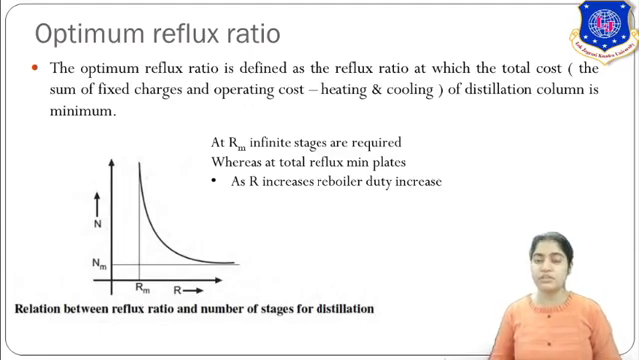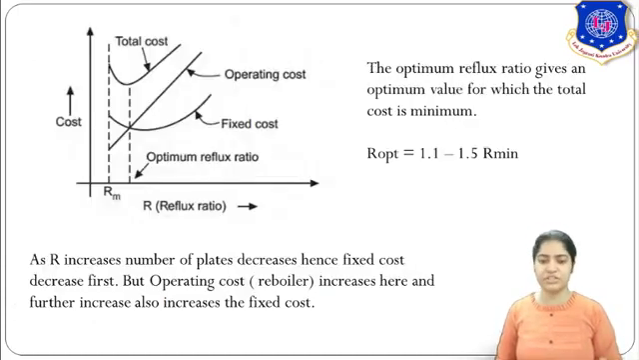Now operating cost is heating and cooling, that is reboiler and condenser tubing, those are included in your operating cost. So when this total cost of your distillation column is minimum, that is your optimum reflux ratio. At the end you want to find a minima for everything. Now here you can see that at Rm, infinite stages are required. At minimum reflux ratio the number of stages is maximum, infinite. Now as you increase the reflux ratio up to infinity, your number of plates decreases. That is the relation between reflux ratio and number of stages for a distillation column.